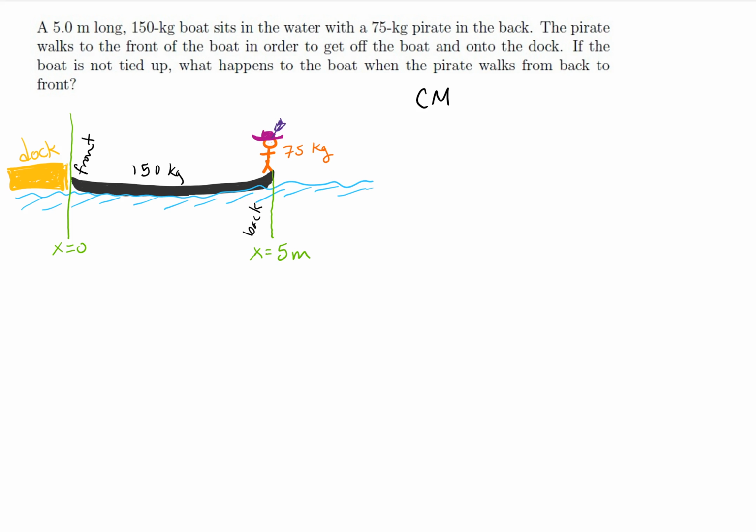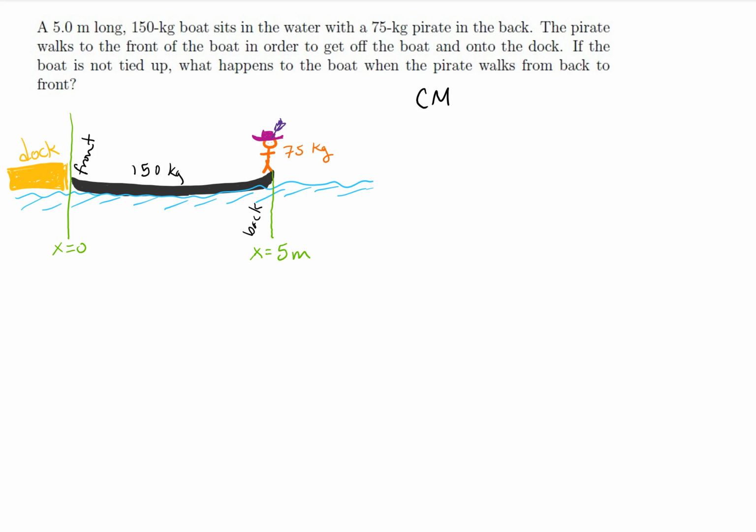And so in this case, we have our system of objects, the boat and the pirate, and they only exert forces on each other, like when the pirate's walking back and forth, and there are no external forces acting on it. Like, we assume there's no real friction with the water. And so therefore, even though the pirate and the boat might exert forces on each other, the center of mass of the boat and pirate system shouldn't move at all. So let's start by calculating where the center of mass should be for this system.